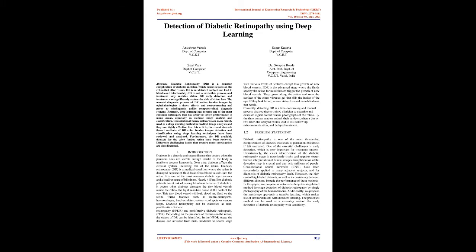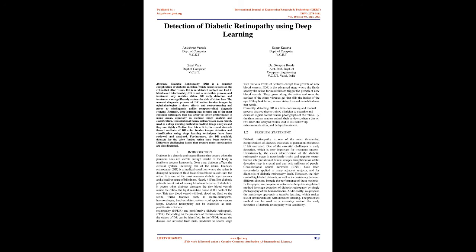The manual diagnosis process of DR retina fundus images by ophthalmologists is time, effort, and cost-consuming and prone to misdiagnosis, unlike computer-aided diagnosis systems. Recently, deep learning has become one of the most common techniques that has achieved better performance in many areas, especially in medical image analysis and classification. Convolutional neural networks are more widely used as a deep learning method in medical image analysis, and they are highly effective. For this article, the recent state-of-the-art methods of DR color fundus images detection and classification using deep learning techniques have been reviewed and analyzed.